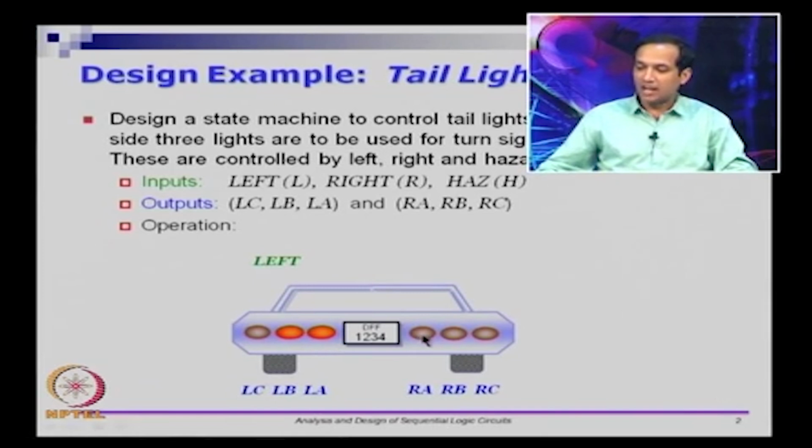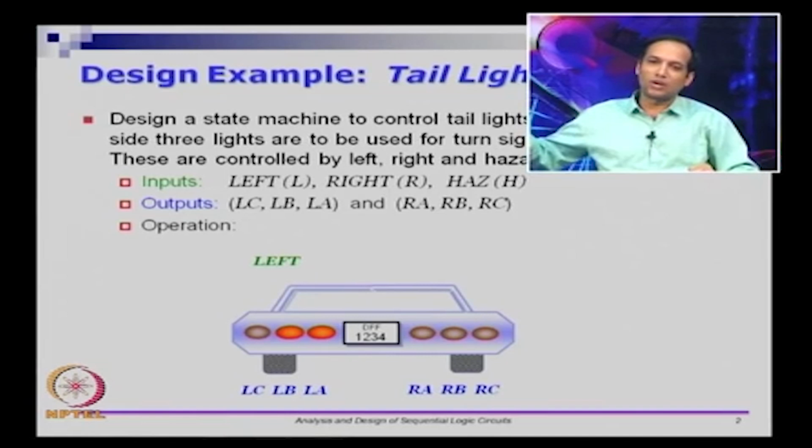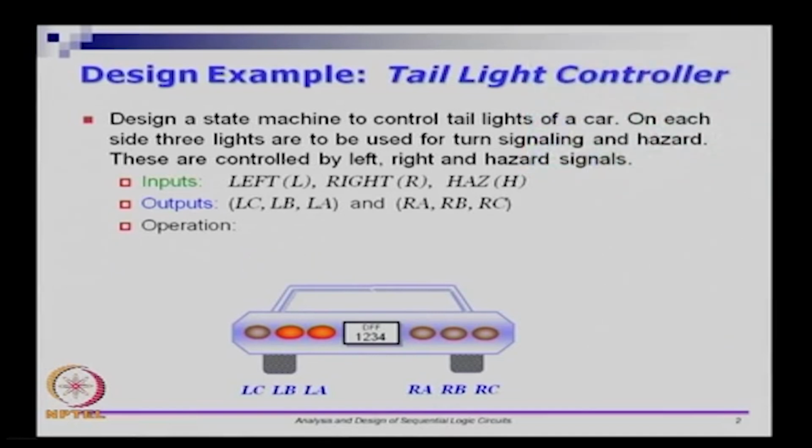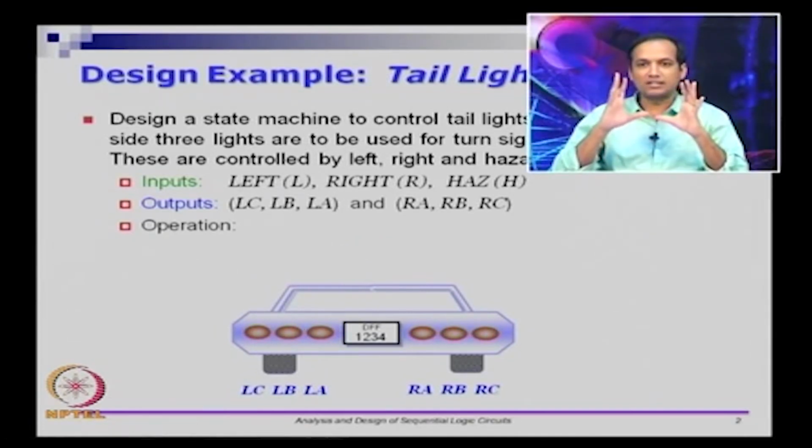For the right, similarly, I want to start from here, then turn on this one, and then come back, and then keep doing this over and over. Let us say that is the thing that I want. This is not a typical signal that you will see in cars. In most cars you will see just one light on the left side which keeps blinking and one light on the right side which keeps blinking, but this is a very simple example to show how to design a controller. And if it is a hazard signal, what I want is all the lights should blink and go off. It should keep blinking as long as the hazard is on.